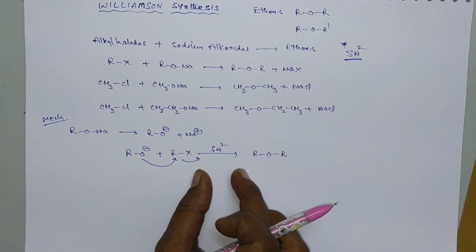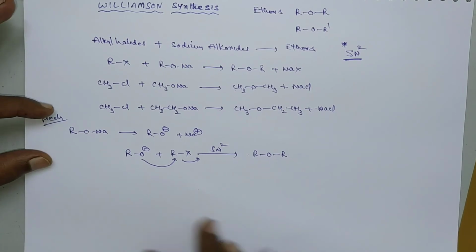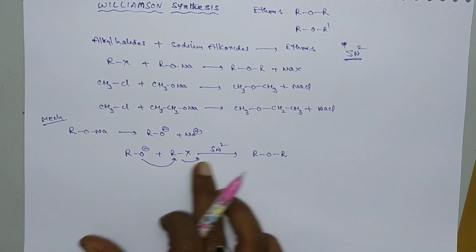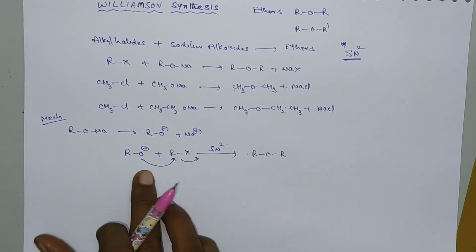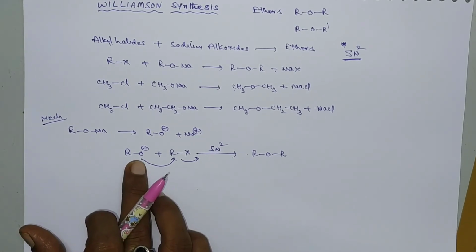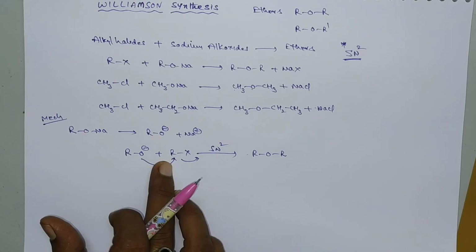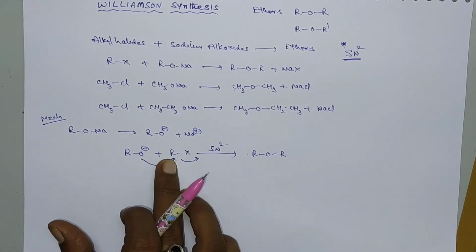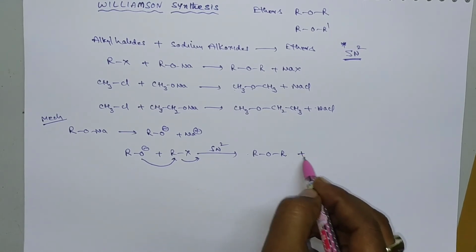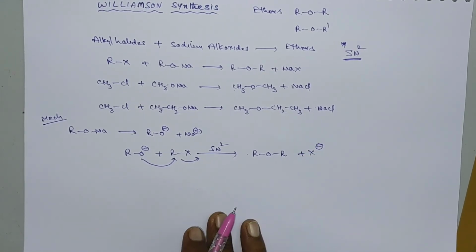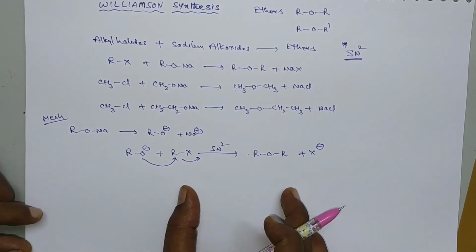In this method, ethers containing substituted alkyl groups can also be prepared. You have to remember the mechanism is SN2, which takes place through a single step process. While the alkoxide ion approaches the alkyl halide, the halogen present on the alkyl halide leaves as X minus ion and it forms the ether.